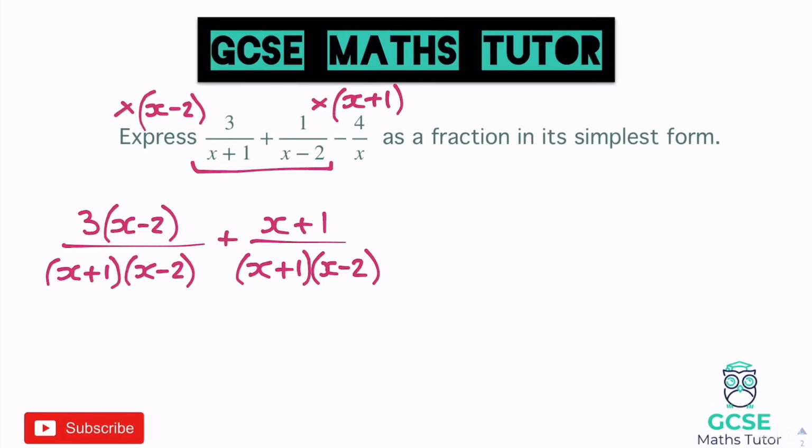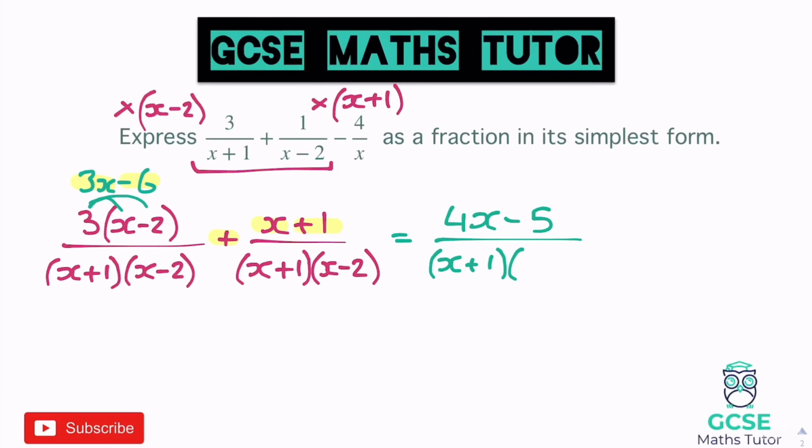There we go. Right, so we can simplify the top of this left fraction, so rather than writing it all out again, I'm just going to simplify it over here. So 3 times x is 3x. And 3 times the 2 is 6, so it's 3x minus 6. And now we can add these two together. So if we add these two together, let's see what we get. We've got 3x, add the x, and that makes 4x in total. And we have negative 6, and we're adding 1. So negative 6, add 1 is negative 5. So we have 4x minus 5 all over x plus 1 and x minus 2. Right, there we go.